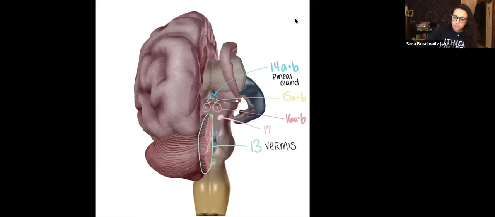All right, and the pineal gland contributes to the function of the limbic system. So that's going to be like our emotions, behavior, memory, smell.